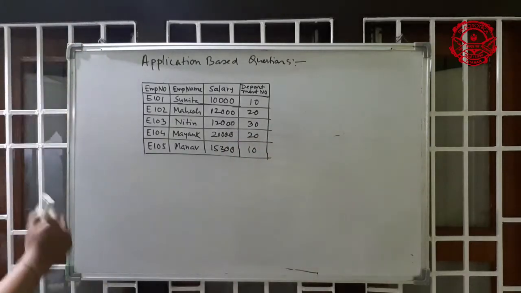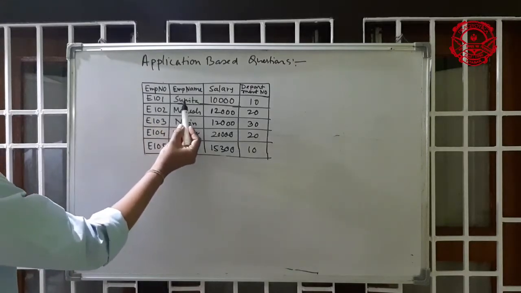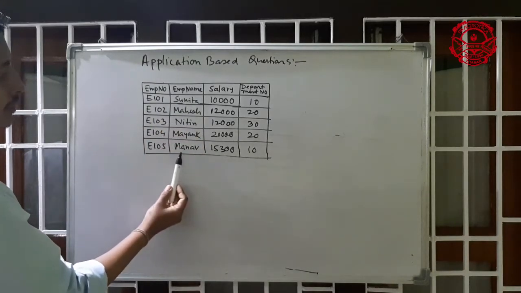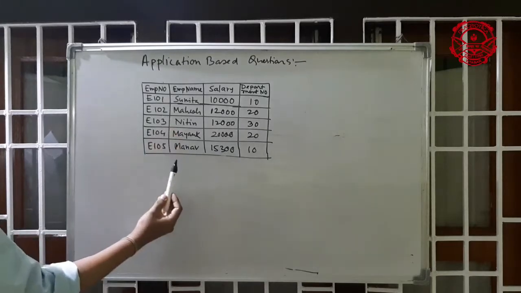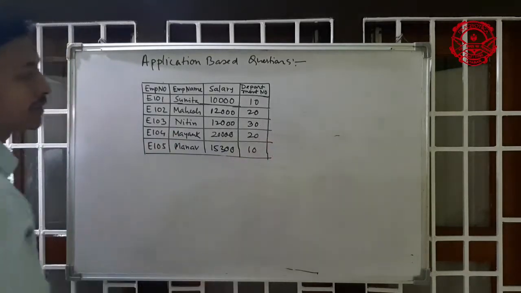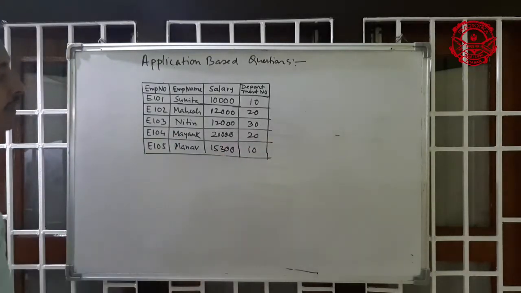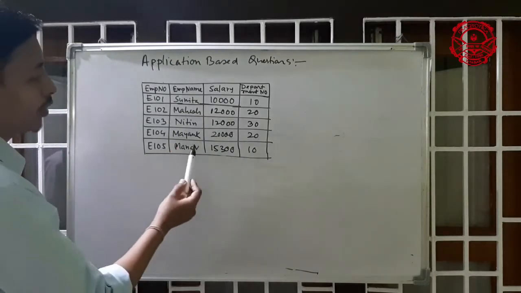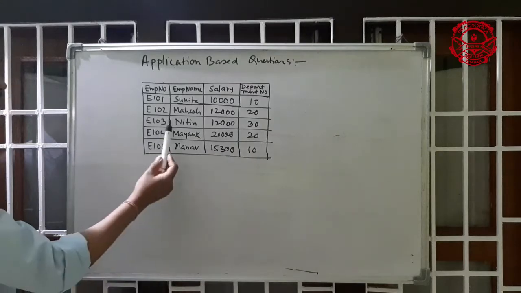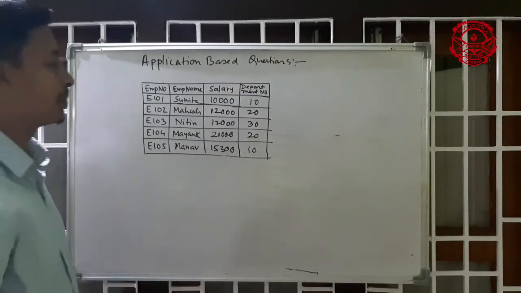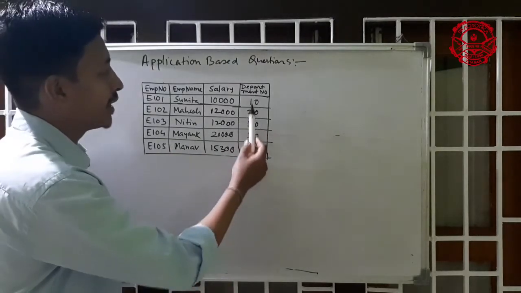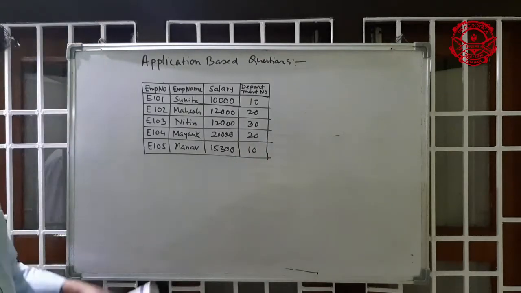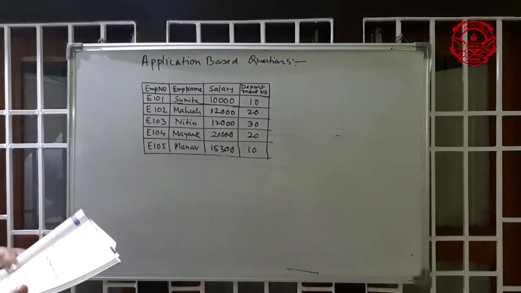Means what? Sunita and Manav are in the same department. You can see here, department number is the same. And Mahesh and Mayank both are in the same department. Only Nitin is in a different department. So that's why his department number is 30. Okay.